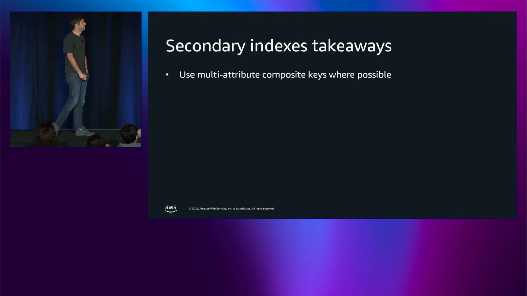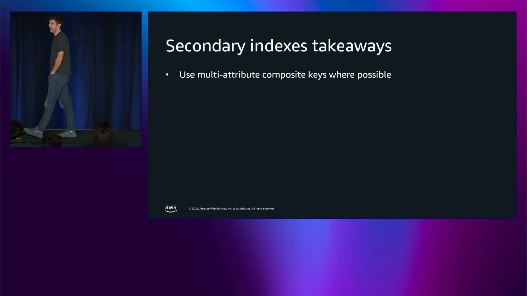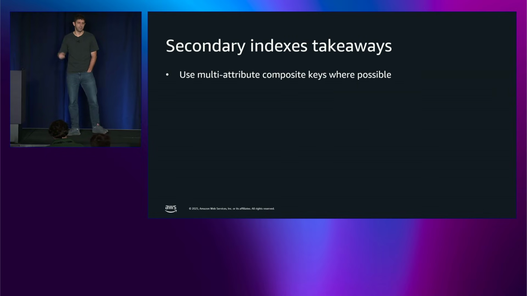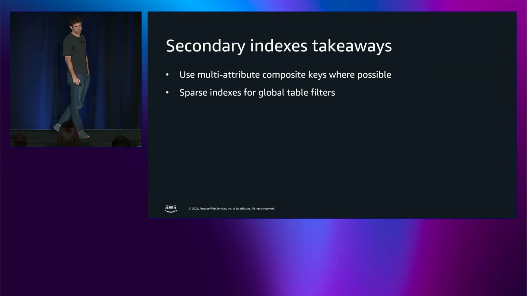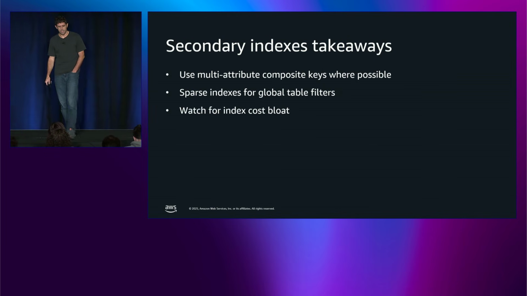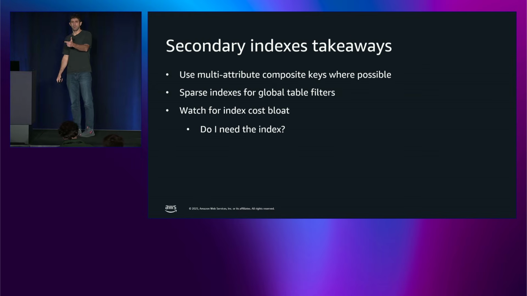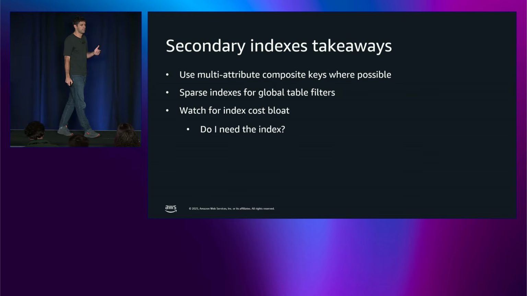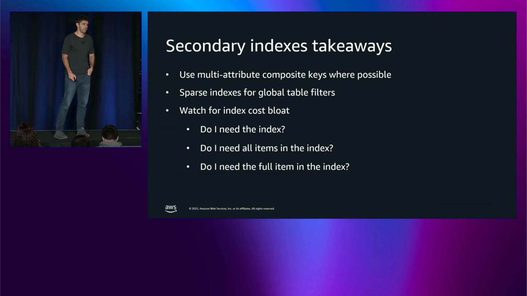All right, so that's secondary indexes. Again, key takeaways here: use this new multi-attribute composite key pattern wherever possible. I think it's a huge addition, really going to reduce your costs and simplify a lot of your logic there. Look into sparse indexes for global filtering over your table. And then think about that index cost flow. Do I need that index? If I do, do I need to replicate all those items into my index? And then finally, do I need to replicate the full item into that index?